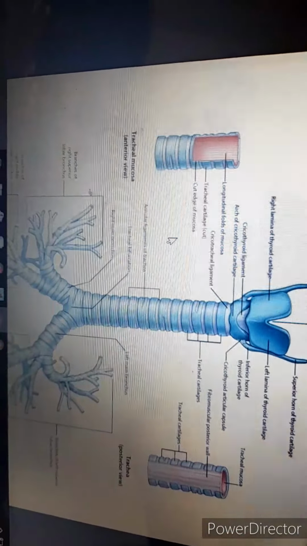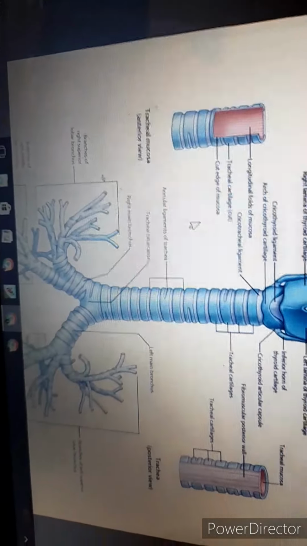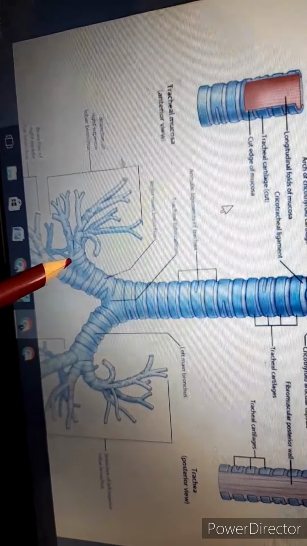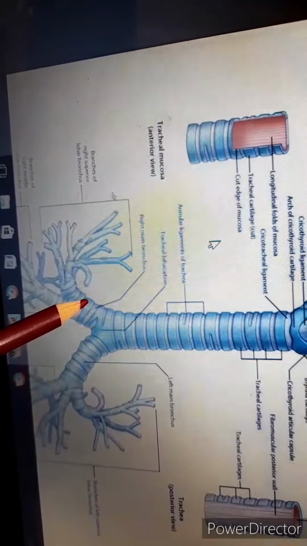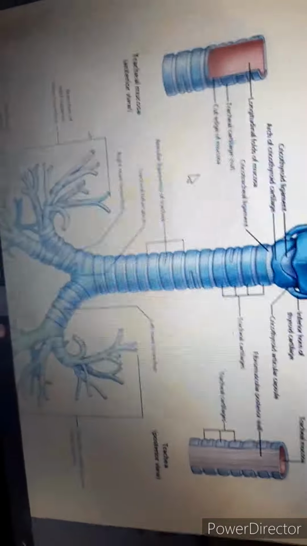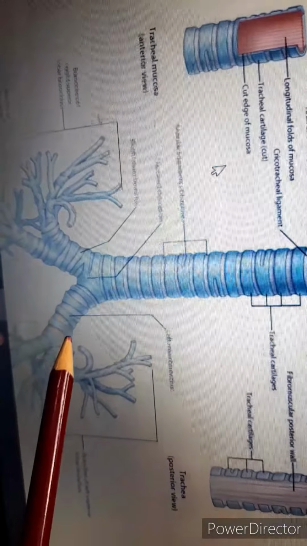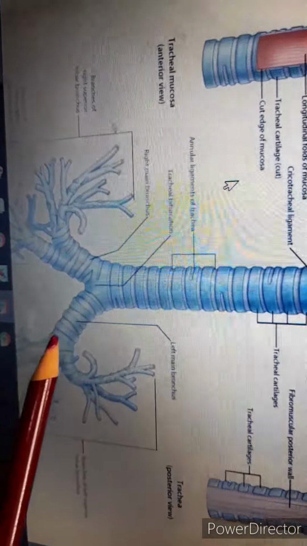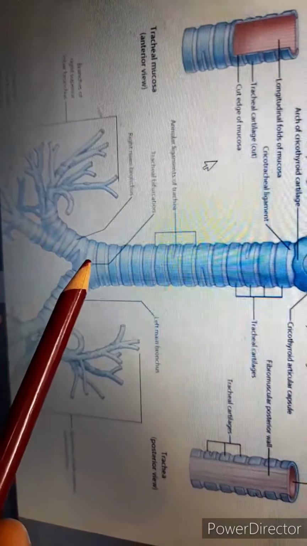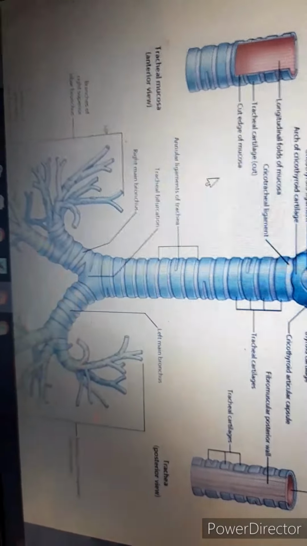Now we will be studying about bronchial tree. It starts from the trachea, which further divides into the right and the left bronchus. Right principal bronchus is 2.5 centimeter long. It is shorter and wider, and the left one is 5 centimeter long. It's narrow and more oblique. The left principal bronchus makes the 45-degree angle, while the right one makes 25-degree angle.